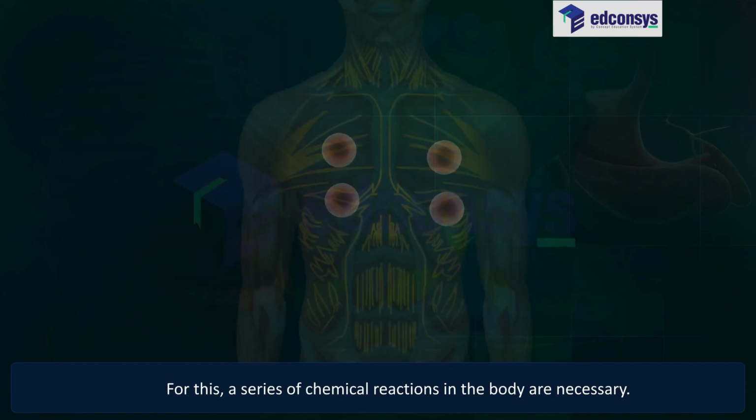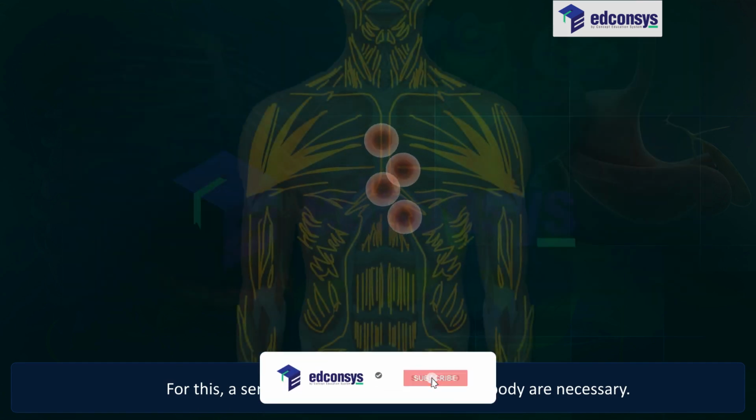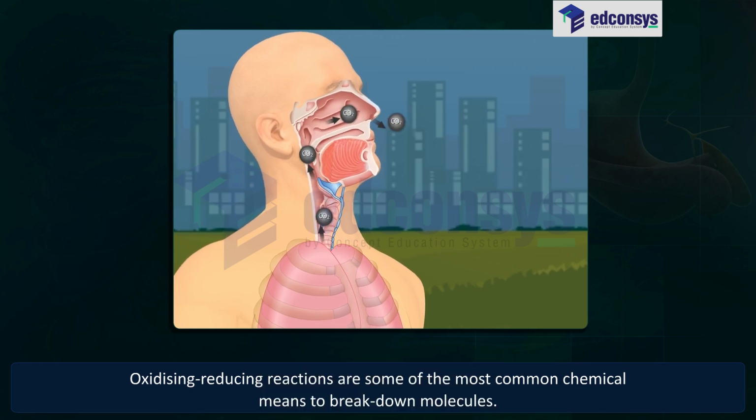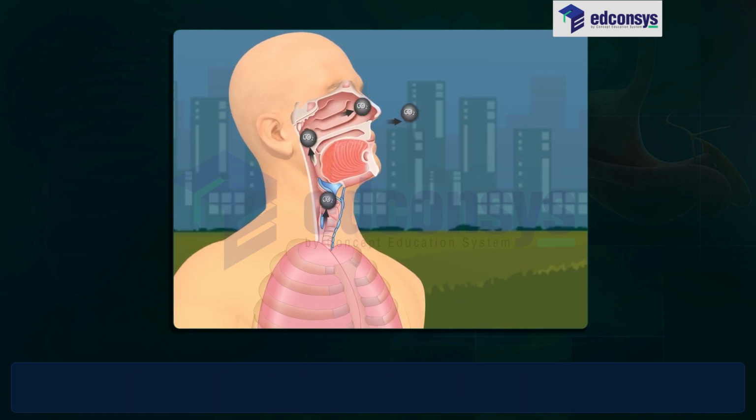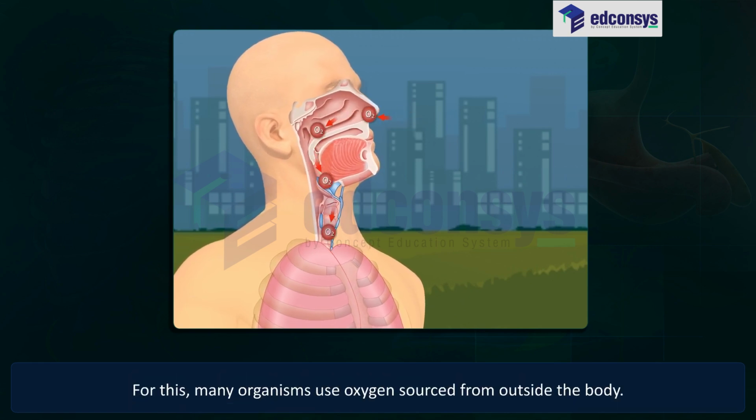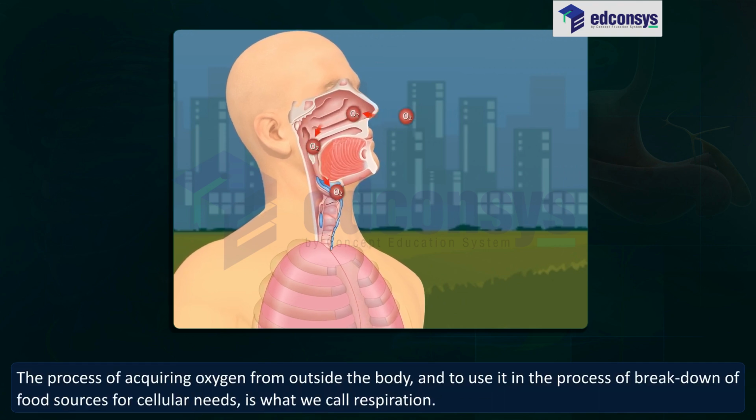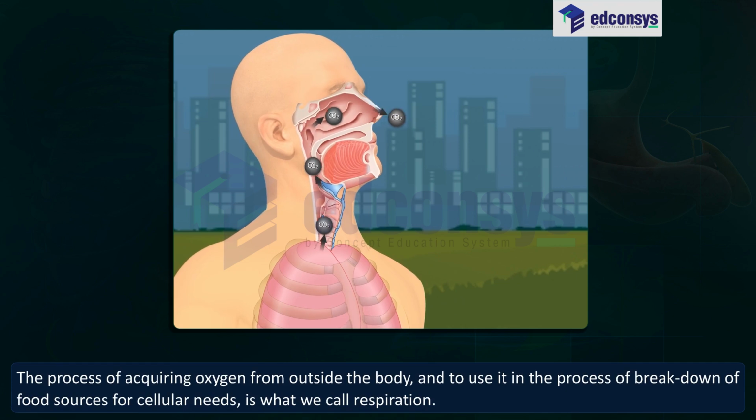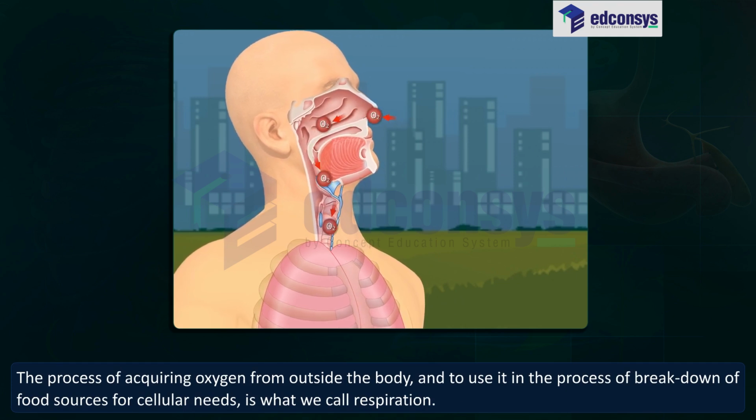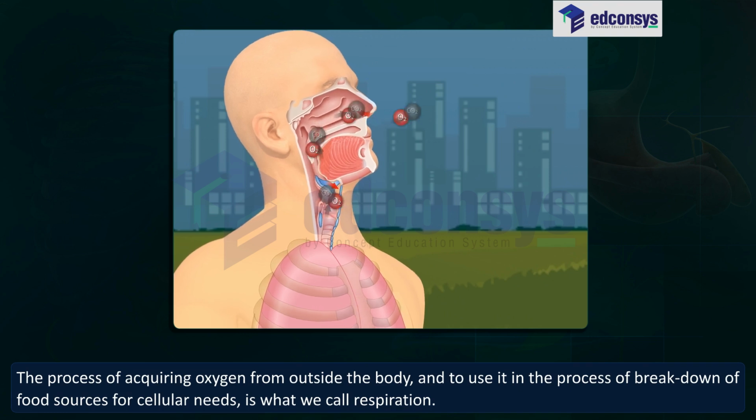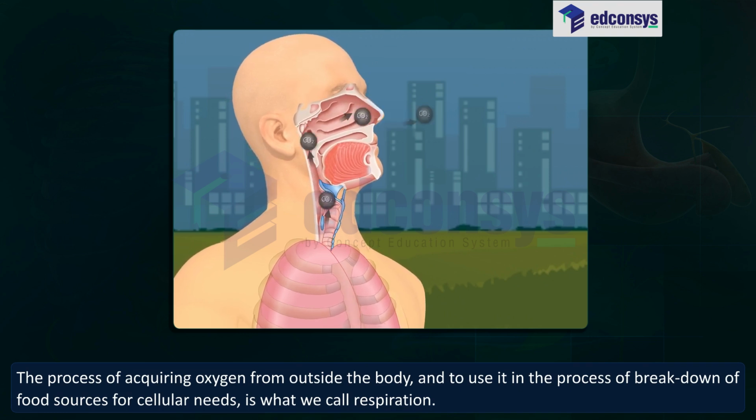For this, a series of chemical reactions in the body are necessary. Oxidizing-reducing reactions are some of the most common chemical means to break down molecules. For this, many organisms use oxygen sourced from outside the body. The process of acquiring oxygen from outside the body and using it in the breakdown of food sources for cellular needs is what we call respiration.